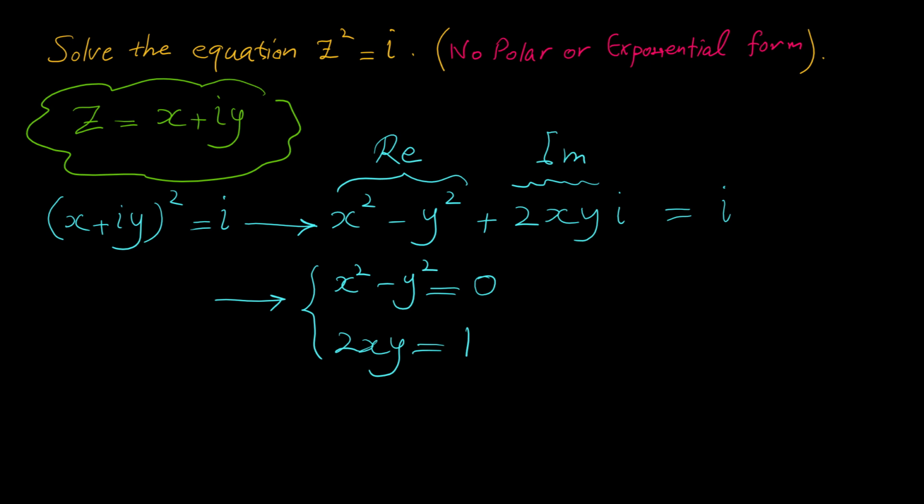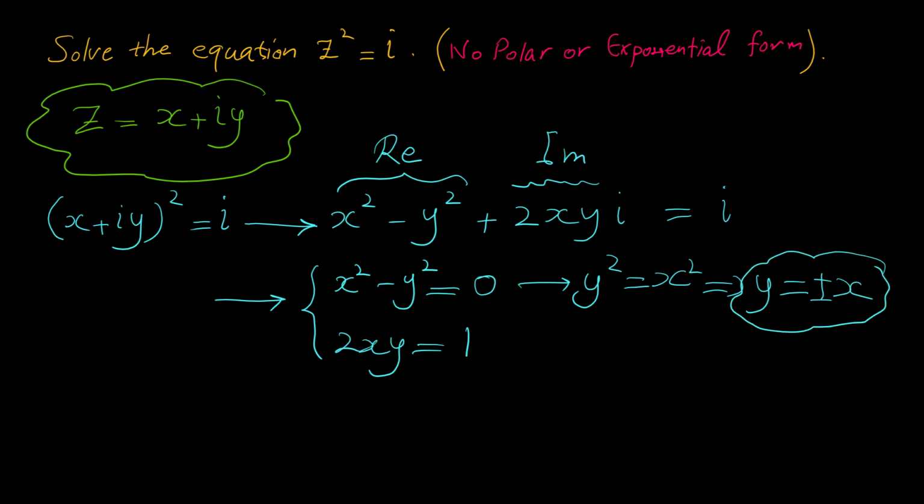From the first equation here, we have x² equals y². Simply move y² to the other side. x² equals y², or y² equals x², is the same. And from this, y equals plus or minus x.